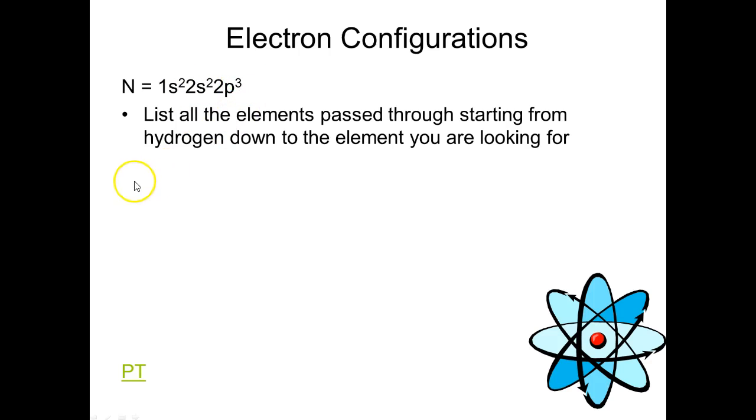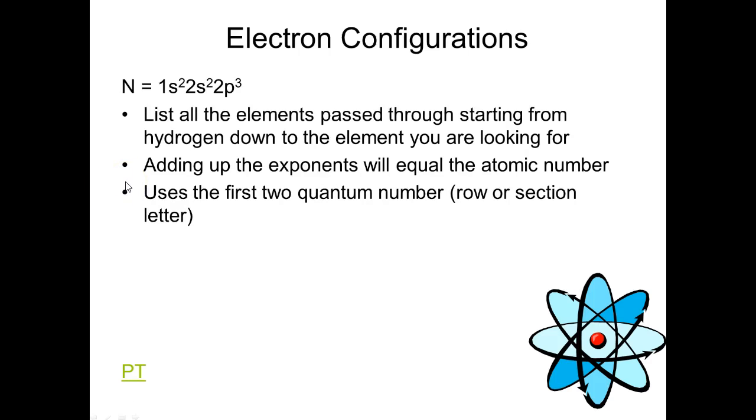Okay, so how do you do electron configurations? Well, you list all the elements that you pass through, starting with hydrogen down to the element you're looking for. You can add up all the exponents, and that will equal the atomic number. And you're going to use the first two quantum numbers, which are the row number and the section letter.